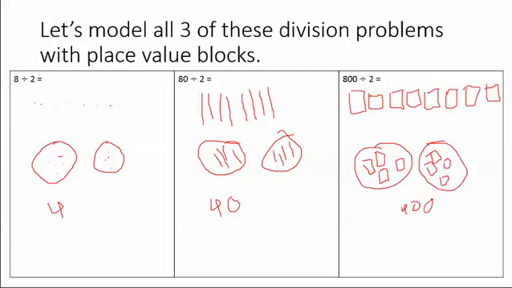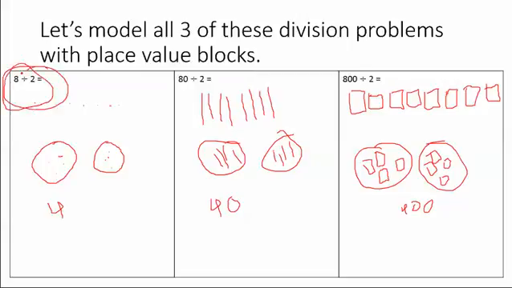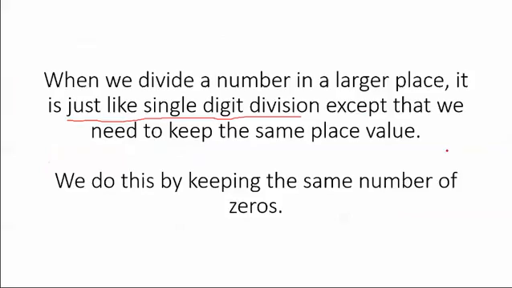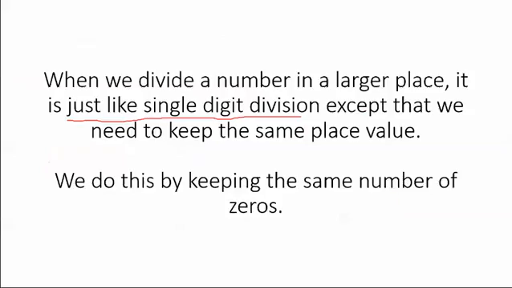Right? It's just here, it was 8 ones divided by 2, made 4 ones. 8 tens divided by 2 was 4, and they were still tens. 8 hundreds divided by 2, there's still 4 in each group, but it was 4 hundreds. So what that means is when we divide a number in a larger place, it is just like single digit division, except we need to keep that same place value. In other words, if we're dividing tens, my answer is still tens. If we're dividing hundreds, my answer is still hundreds. And we saw that, right?